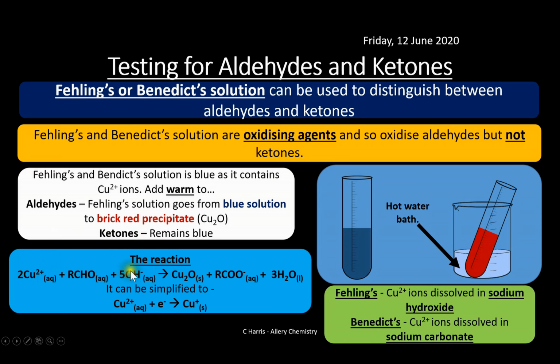We're using hydroxide ions as well, and you can see that we've oxidized our aldehyde to our carboxylic acid or carboxylate ion, as you can see there. And effectively, we can simplify this to Cu2 plus picking up an electron to form Cu plus. So you can see this is clearly being reduced because the oxidation number has gone from +2 to +1. So this has been reduced, but in return, the aldehyde has been oxidized to your carboxylic acid, as you can see there.